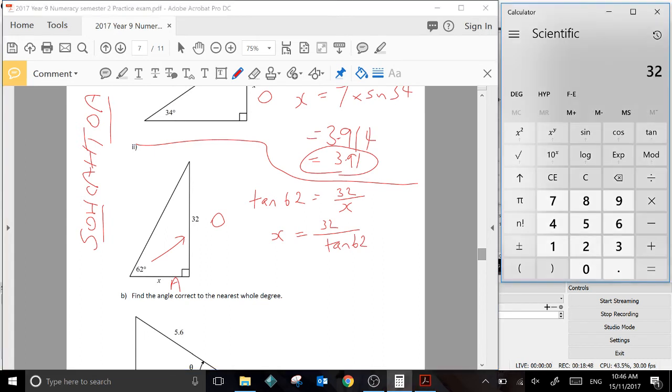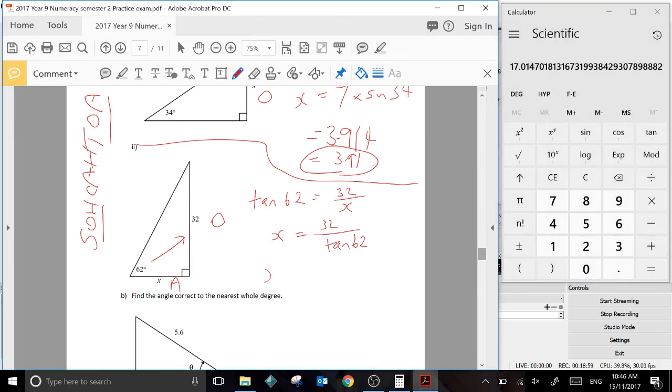I'm going to do it over here. I'm going to go 32 divided by, and I have to do it in my calculator, I have to do 1 divided by the tan of 62, and that gives us as an answer 17.014. 17.014 is our answer, and that's going to simplify down to 17.01.